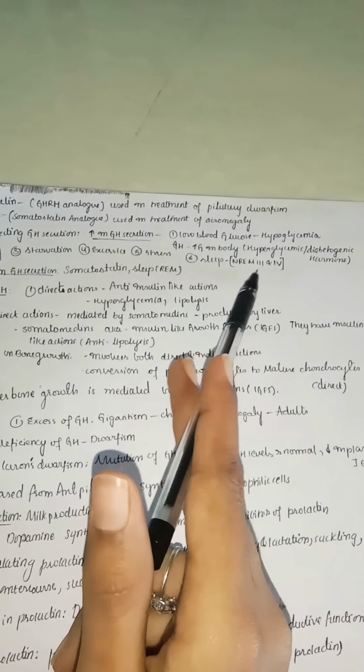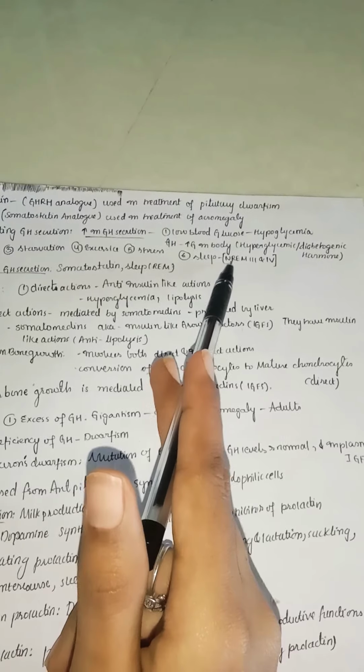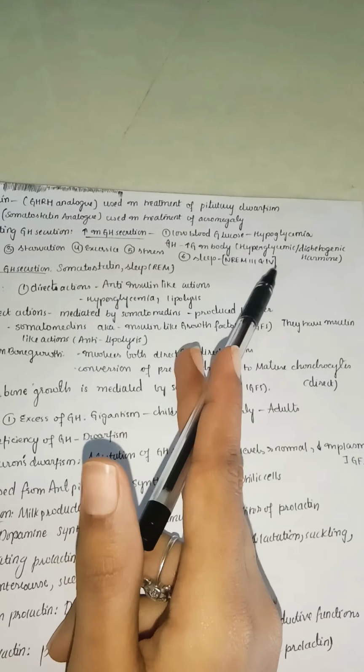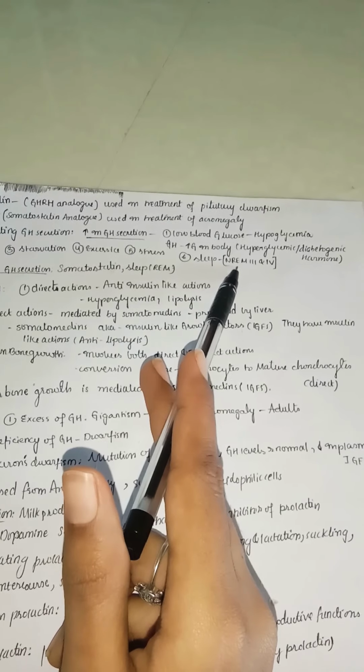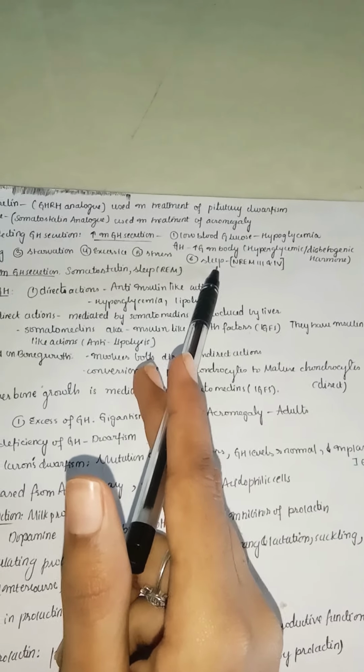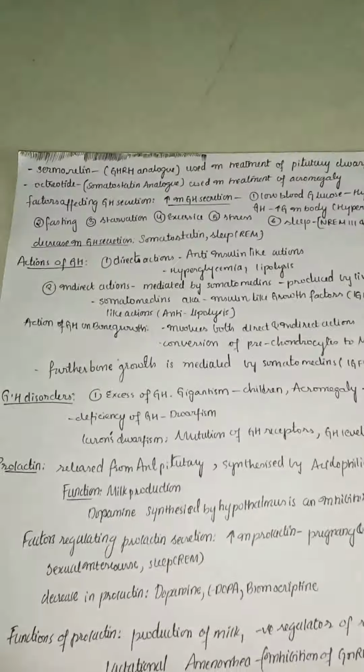But in sleep especially, it is non-REM sleep, especially stages 3 and 4, where no rapid eye movement is seen. In that sleep only, there is an increase in growth hormone.